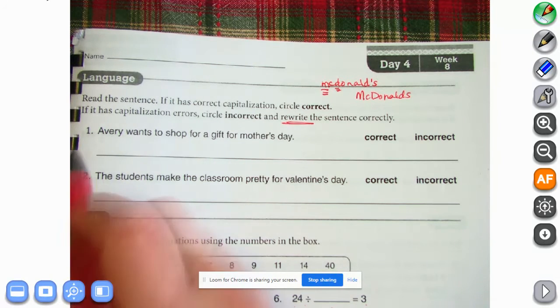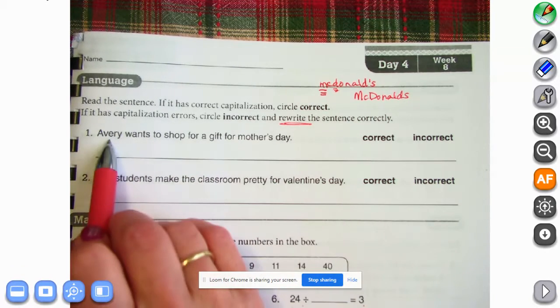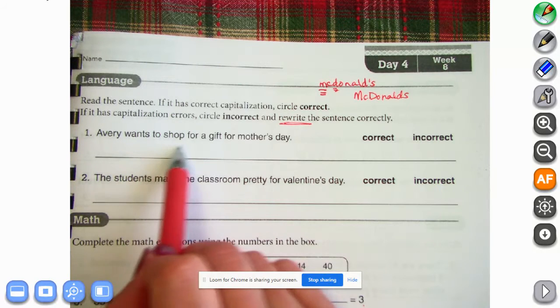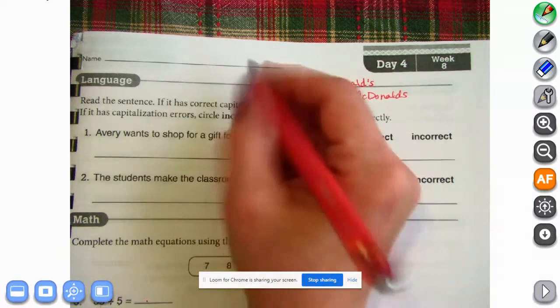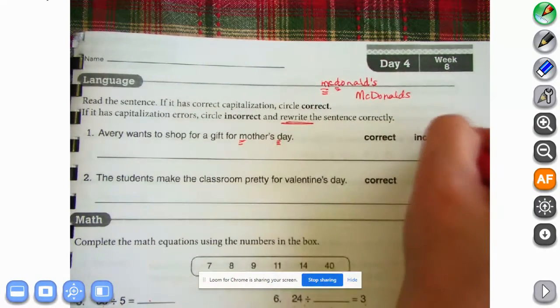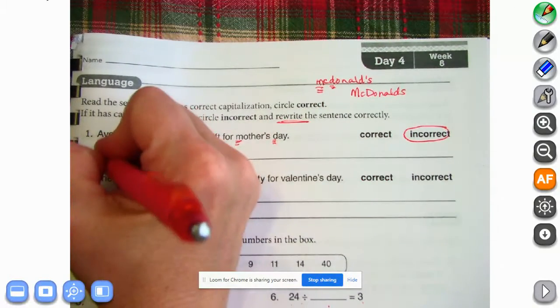So let's look at this one. Avery wants to shop for a gift for Mother's Day. So beginning of the sentence and someone's name, so that's correct. And then I'm looking along here, Mother's Day, that's a holiday. So that should be a proper noun. Underline those two. So it's incorrect because we had to mark some. So let's go ahead and rewrite it.